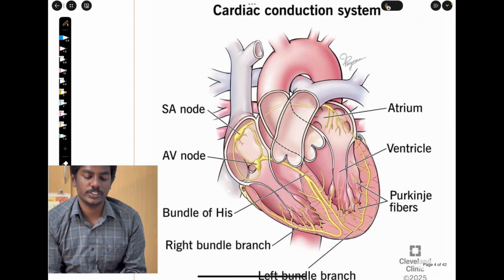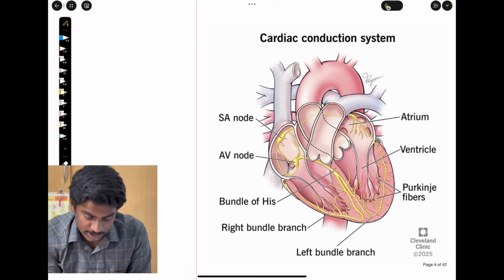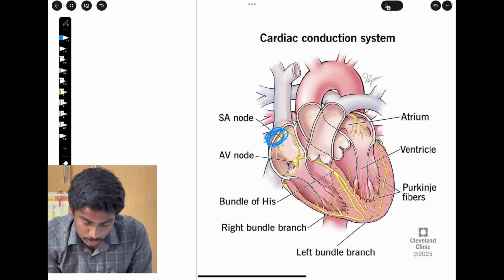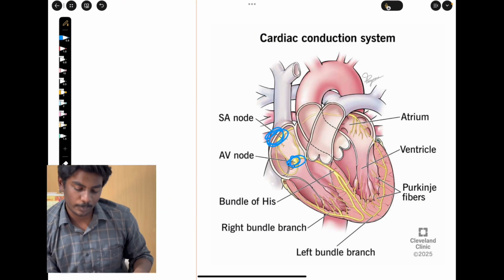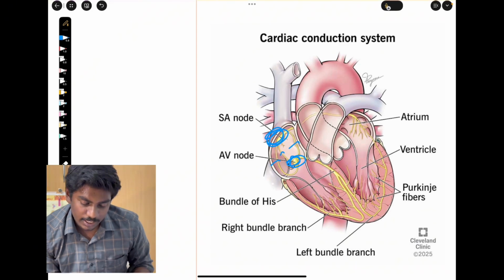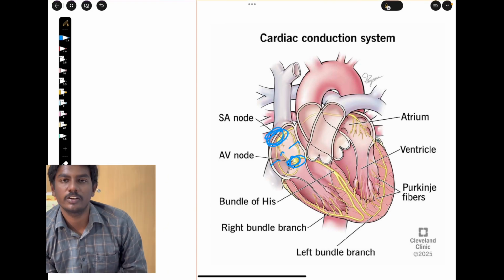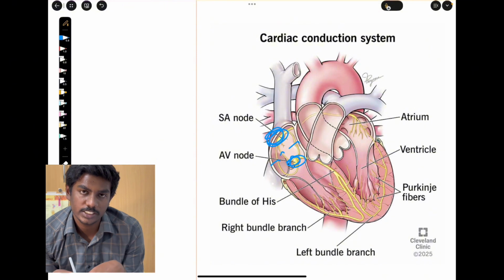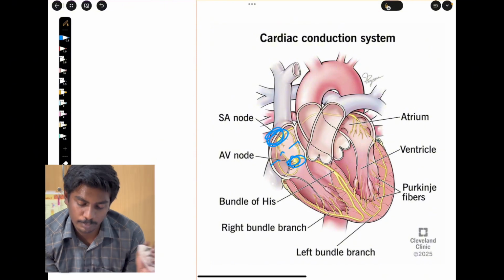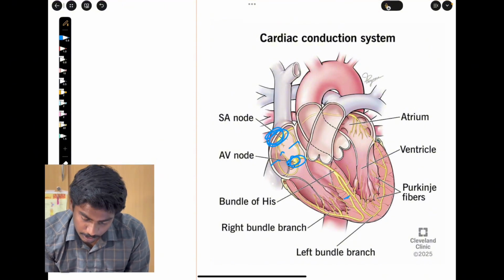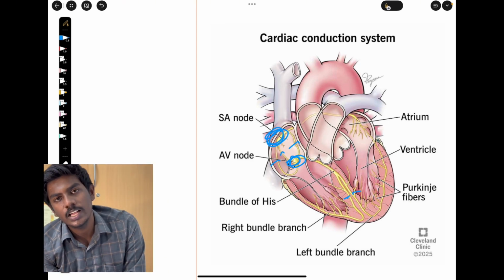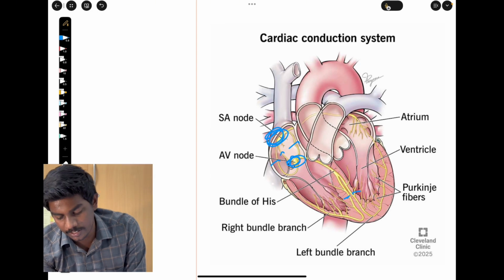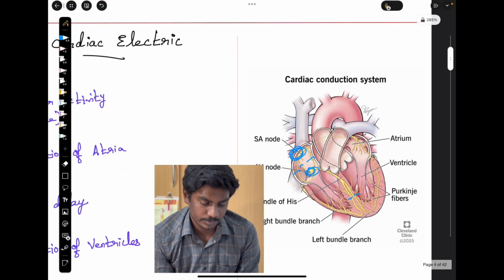This is the electrophysiology of heart. First an impulse reaches the sinoatrial node and it goes to the AV node. How does it reach the AV node? It reaches the AV node through internodal pathways. And from the AV node, it reaches the bundle of His. The bundle of His divides into two branches, right and left bundle branches. The right bundle branch supplies the right ventricle and the left bundle branch supplies the left ventricle as Purkinje fibers.